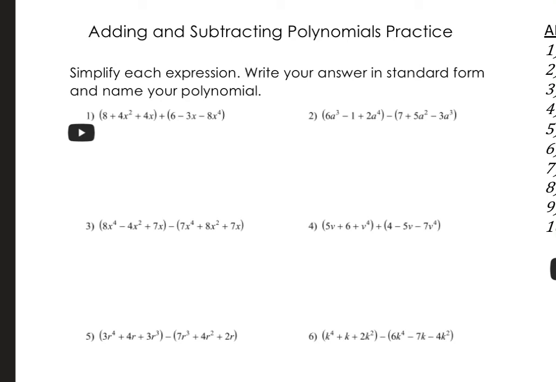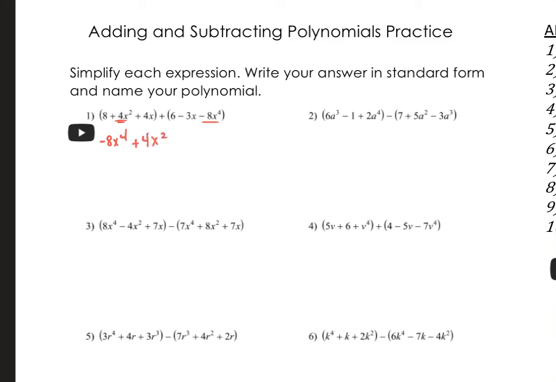So when looking for like terms, start with the highest degree exponent. So we have an x to the 4th term, and scanning through the rest of the terms, there are no other x to the 4th terms. So we're just going to write that down, negative 8x to the 4th. Okay, next one, the next highest degree is going to be an x squared term. There are no other x squared terms, so that's going to be plus 4x squared.